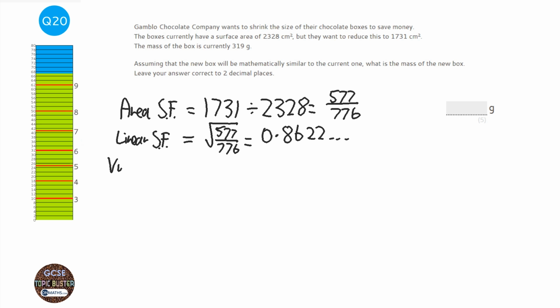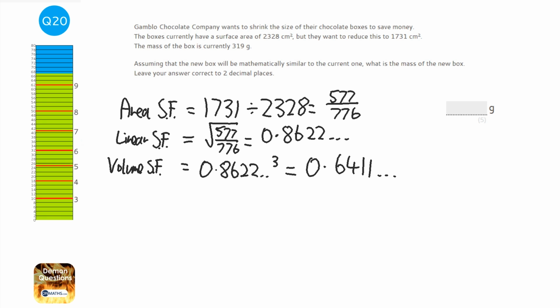Right, so we need to work out the volume scale factor. To find the volume scale factor from the linear scale factor, you just cube it. So I'm going to show the examiner that I'm keeping it in my calculator, but I'm going to cube it. I just press the X squared button and then 3, or just press the X cubed button. Let's have a look, and that's going to be 0.6411, and again I'm going to keep it in my calculator, because the last step is to find out what the new grams is.